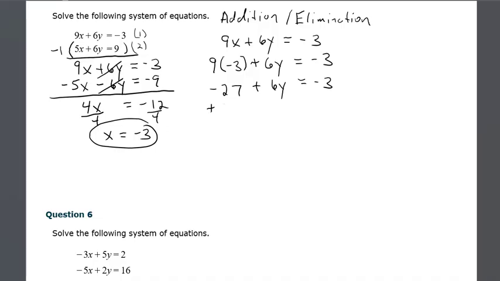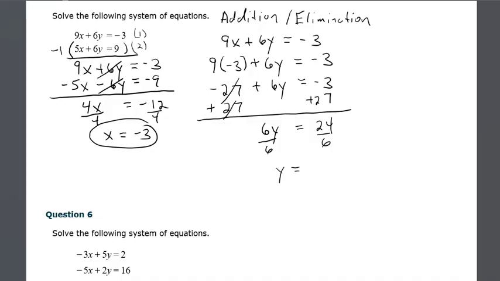I'm going to isolate my variable, so I'm adding 27 to both sides. That gives me 6y equaling positive 24. And now I'm going to divide both sides by 6. So y equals 4. So my solution would be negative 3, 4. Remember, your x value comes first.